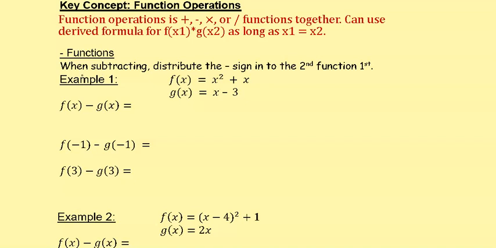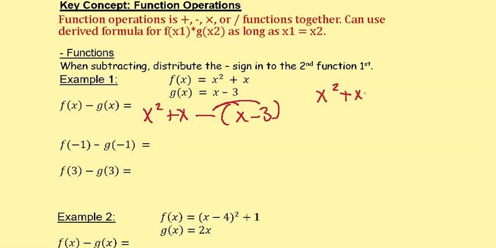Subtracting functions. With subtracting, distribute the negative sign into the second function first. So we have f of x minus g of x. So we're going to have x squared plus x minus parentheses x minus 3. And a lot of times they like to have the notation where the first function also has parentheses, but it's not necessary to complete the problem with that. So we'll distribute the negative into each of the terms of the second function and then combine like terms.